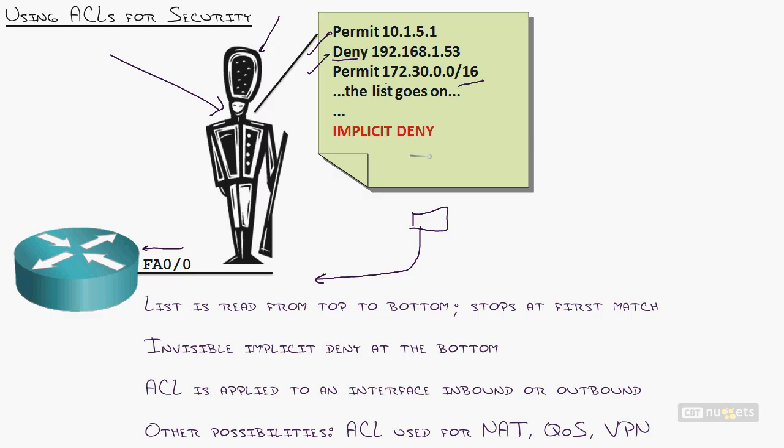Are you 172.30.anything? You can see a little /16 here. So anything starting with 172.30, and he goes, oh yeah, 172.30.1.53 is my IP address. And okay, well, come on in, little packet. You're welcome here because you've matched my permit statement.